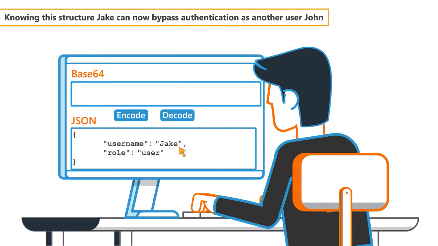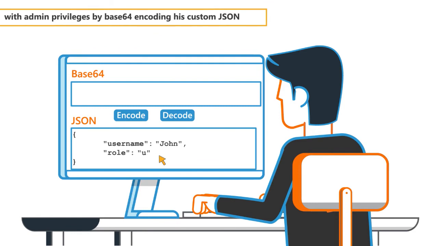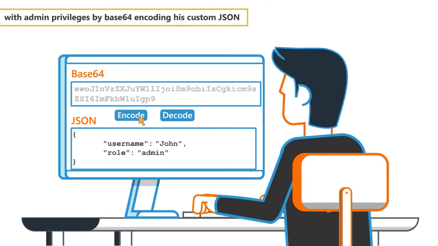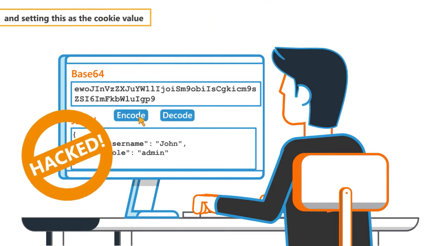Knowing this structure, Jake can now bypass authentication as another user, John, with admin privileges by Base64 encoding his custom JSON and setting this as the cookie value.